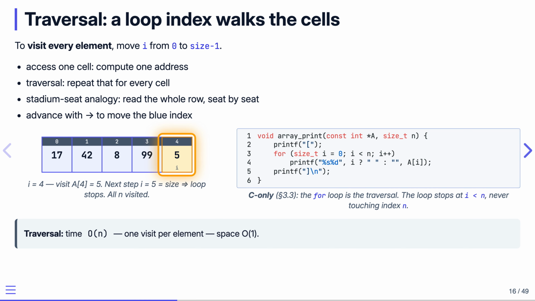We look at the last cell at index 4. Its value is 5. Next, I becomes 5, but 5 is the size, so the loop stops. We have visited all n elements.